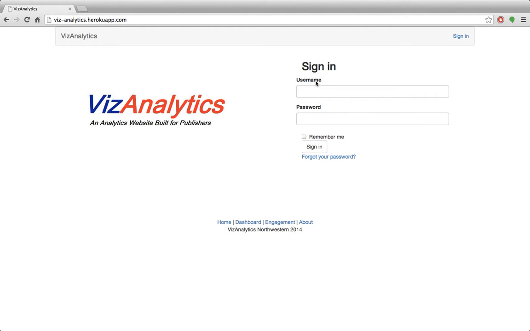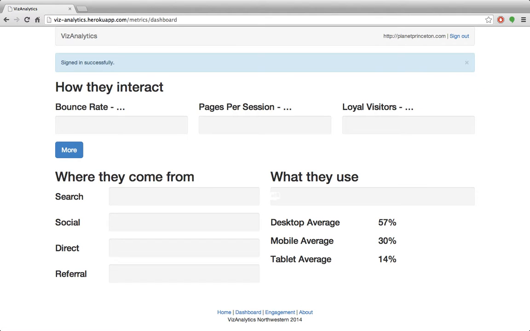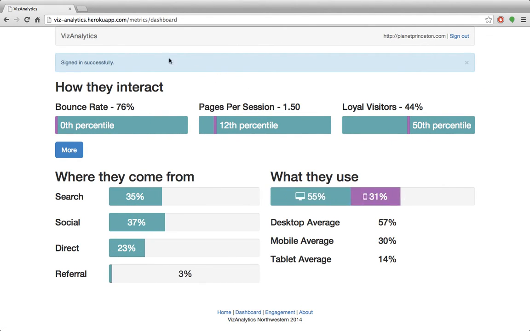Let's get you to a demo here of VizAnalytics and what exactly it does. So when we log in here to Planet Princeton, it will show us their Google Analytics in relation to the Google Analytics of other similar websites. So what you see up here is the engagement metrics.